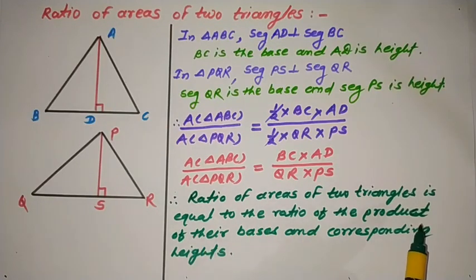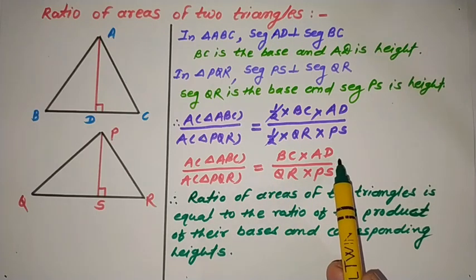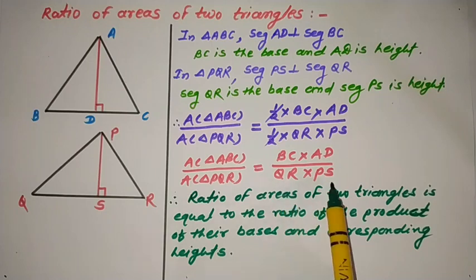Ratio of area of two triangles is equal to the ratio of product of their bases and corresponding heights. Here BC is the base and AC is the height, QR is the base and PS is the height. The ratio of area of two triangles is equal to the ratio of product of their bases and corresponding heights.